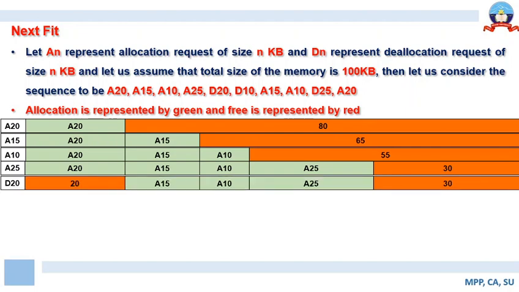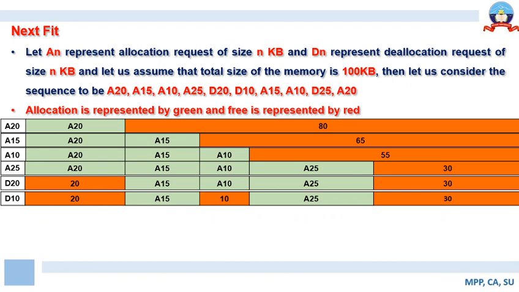Once the initially allocated 20 kilobytes is deallocated, we have two holes of size 20 and 30 that can be utilized to accommodate processes requesting memory. Then we have a deallocation request of 10 kilobytes. Once 10 kilobytes of memory is deallocated, we now have three holes of 20, 10 and 30 kilobytes that can be used to accommodate processes requesting memory.